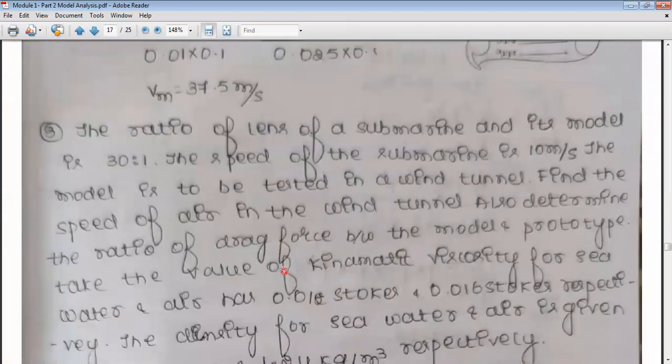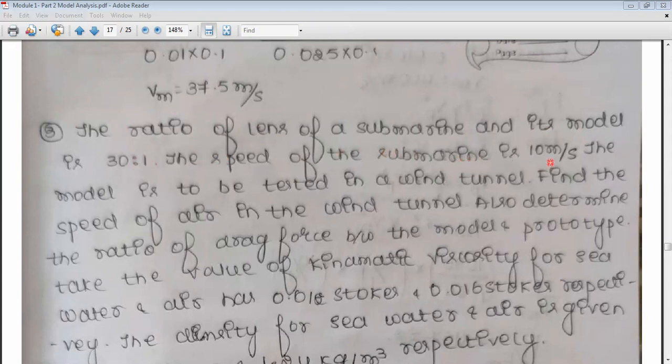Next, problem 3. The ratio of length of the submarine and its model is 30:1. It is length, not lengths. Okay, make a correction here. So that is not lengths, that is length. The ratio of length of the submarine and its model is 30:1.